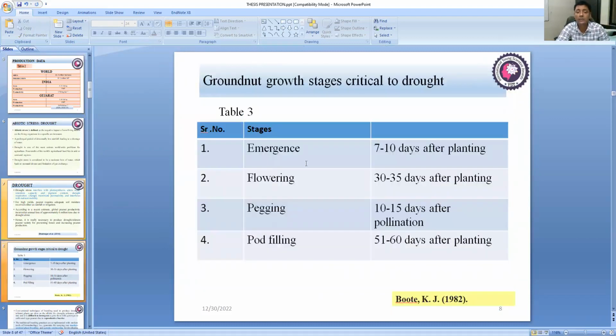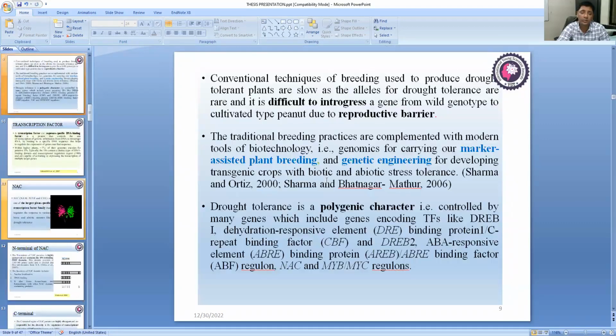Moving ahead, there are four critical stages in groundnut from the production and productivity point of view: the emergence, flowering, pegging, and pod filling. So those are the key days in regard to the productivity of the plant itself.